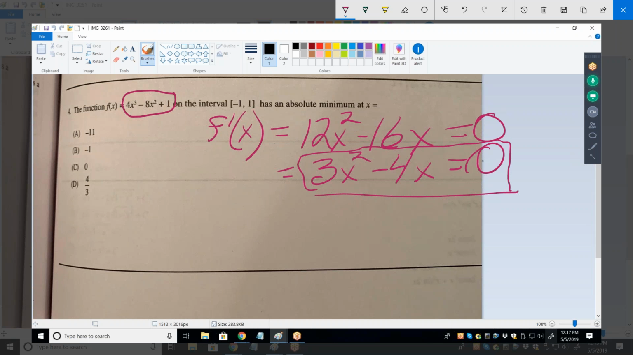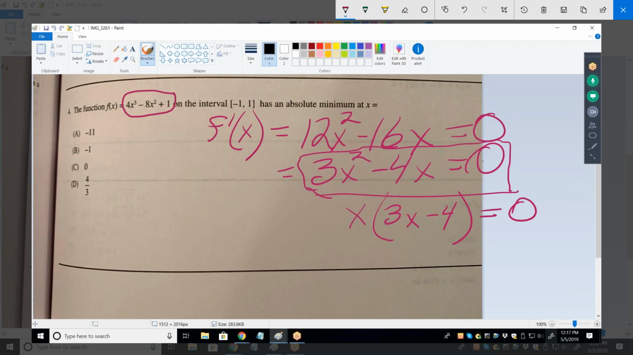Should we factor it to find the zeros? Yes, that's what I was hoping you would figure out. Some of this stuff is just algebra, but when you've been taking calculus BC for a long time, it's hard to remember some of your algebra. What's the greatest common factor on the left side? x. And what's left over is 3x minus 4.